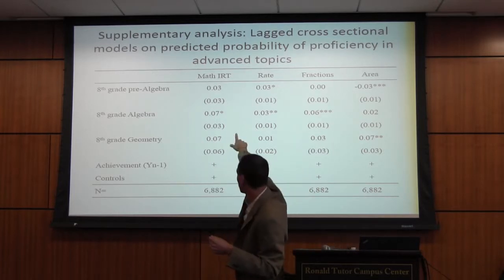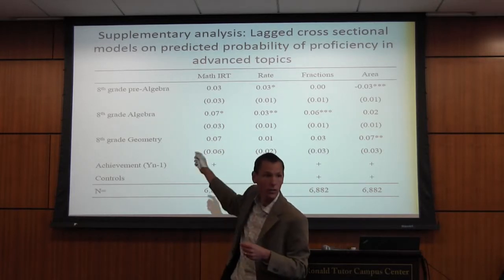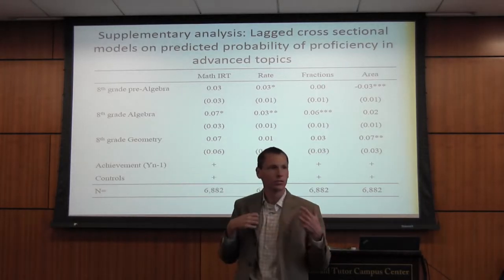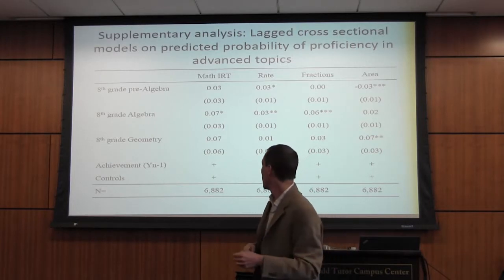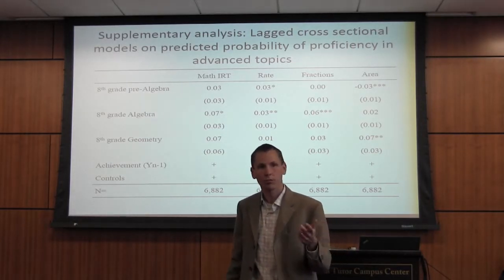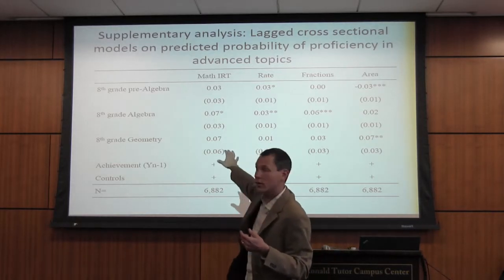The main effect on the IRT scale is pretty similar. So this tells me this model is telling you sort of the same thing as the panel model. Here it's a 0.07 positive effect for 8th grade algebra on kids' overall Math IRT scores.